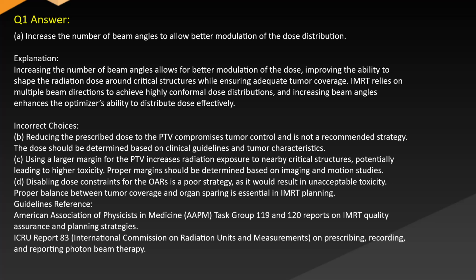B. Reducing the prescribed dose to the PTV compromises tumor control and is not a recommended strategy. The dose should be determined based on clinical guidelines and tumor characteristics. C. Using a larger margin for the PTV increases radiation exposure to nearby critical structures, potentially leading to higher toxicity. Proper margins should be determined based on imaging and motion studies. D. Disabling dose constraints for the OARs is a poor strategy, as it would result in unacceptable toxicity. Proper balance between tumor coverage and organ sparing is essential in IMRT planning.